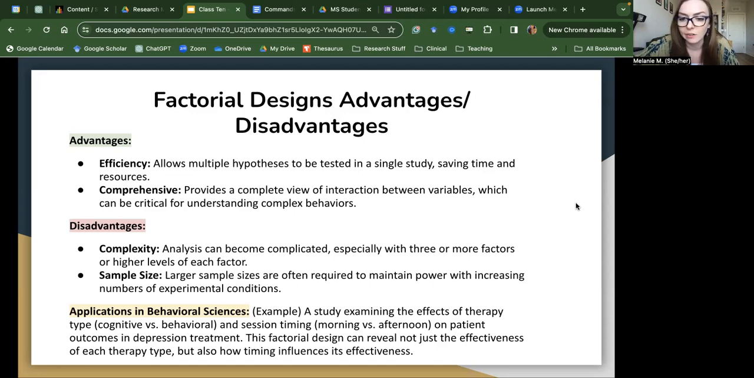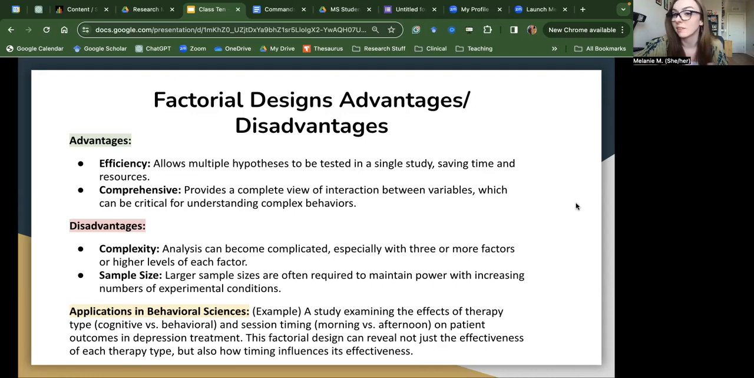An example here is in a study examining effects of therapy types, cognitive versus behavioral, in session timing, if someone comes in the morning or in the afternoon, on patient outcomes and depression treatment. It's going to reveal a lot more, not just about the effectiveness, but also how other types of variables impact effectiveness, like time of day. So not just the type, but also the time.